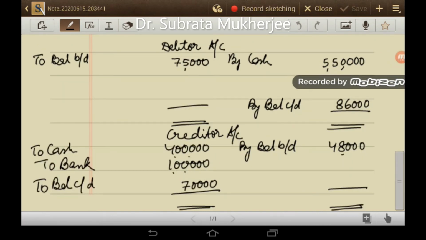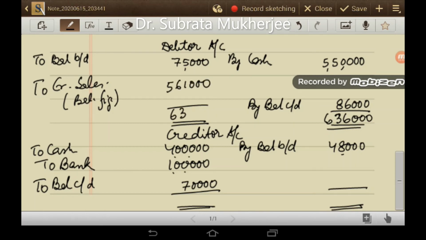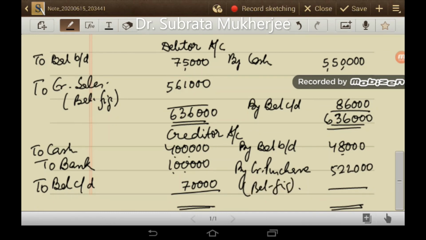Next ledger I will close is the debtor account. On the credit side of debtor, total is 6,36,000, and you will get a balancing figure here. This will be credit sales, the balancing figure, 5,61,000. On the credit side of the creditor account, you will get a balancing figure, and this is credit purchase, 5,22,000. Both side total will be 5,70,000. So I have closed the cash and bank account, debtor account and creditor account, as well as the opening balance sheet.